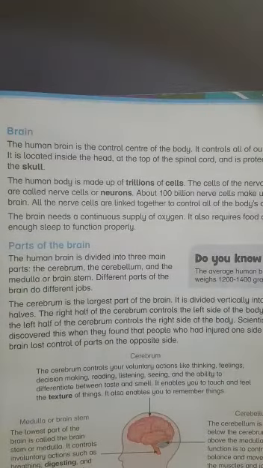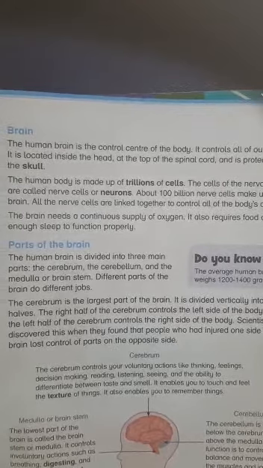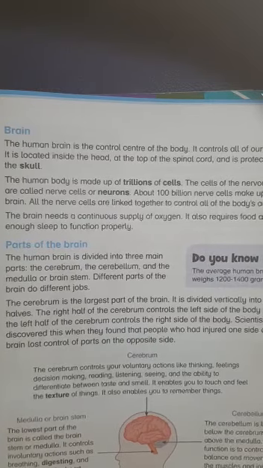Now page number 3. Brain. The human brain is the control center of the body. It controls all of our activities. It is located inside the head at the top of the spinal cord and is protected by the skull. The human body is made up of trillions of cells. The cells of the nervous system are called nerve cells or neurons. About 100 billion nerve cells make up the brain. All the nerve cells are linked together to control all of the body's activities. The brain needs a continuous supply of oxygen. It also requires food and enough sleep to function properly.